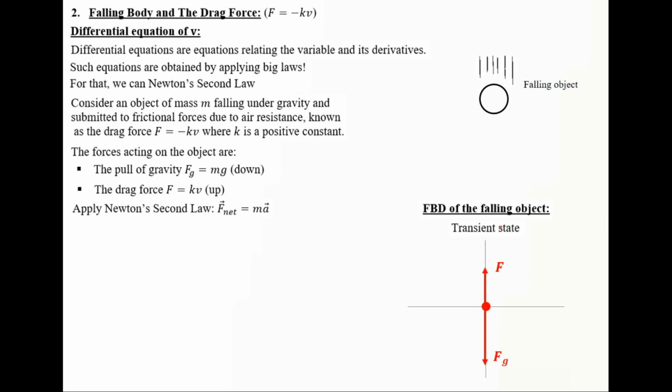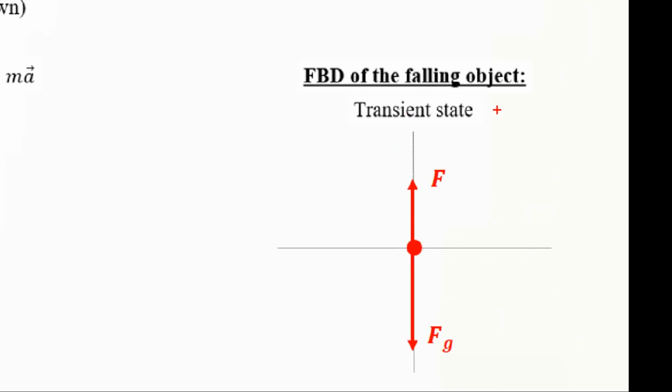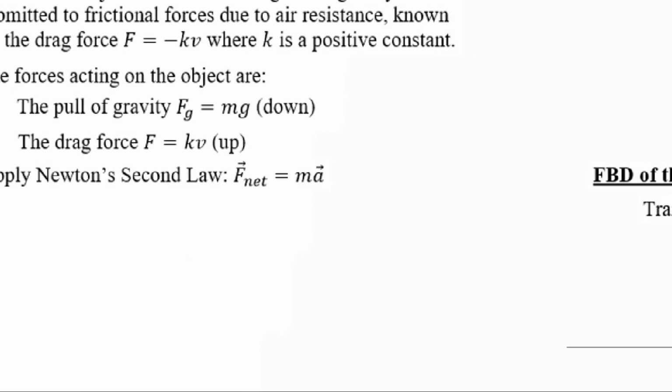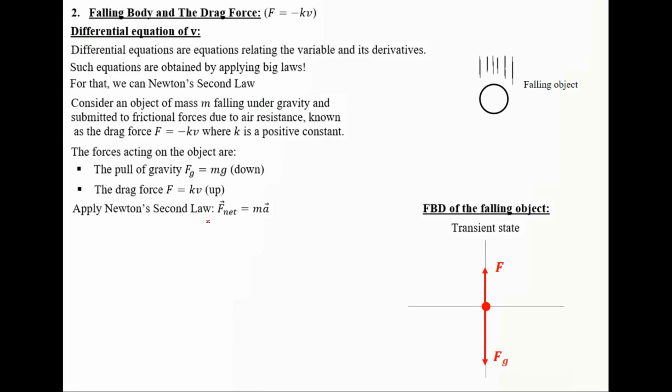Now in order to determine the differential equation, I will consider only one FBD, which is the transient state, and in this case we have two forces, the pull of gravity and the drag force, such that the drag force in magnitude is less than the pull of gravity. And now we're gonna apply Newton's second law for the falling object.